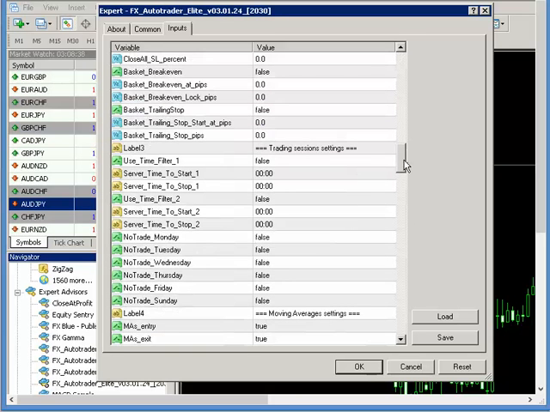When we come to the break even, we have to do that by pips only. So we can break even at a certain level of pips, lock in a certain level of pips, and do a trading stop at pips.